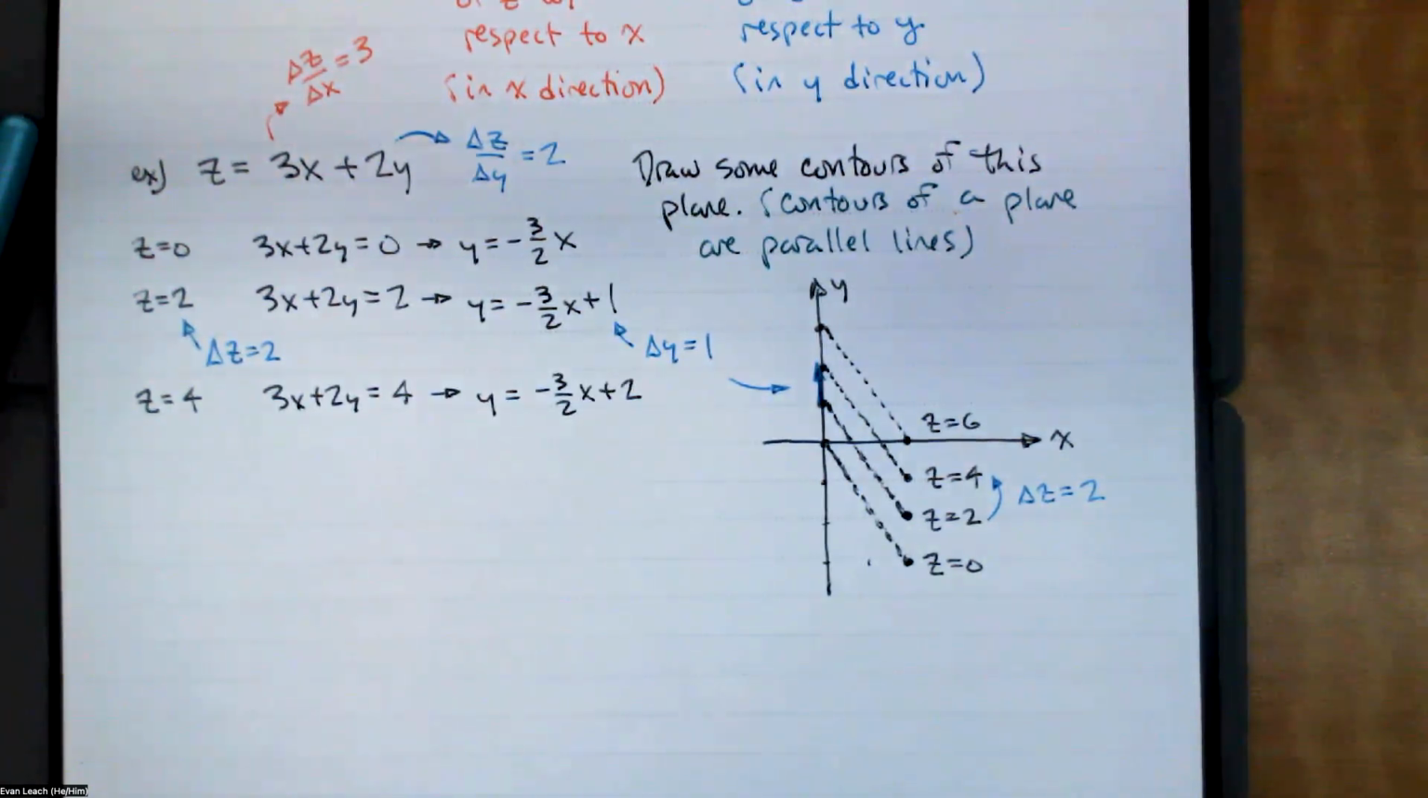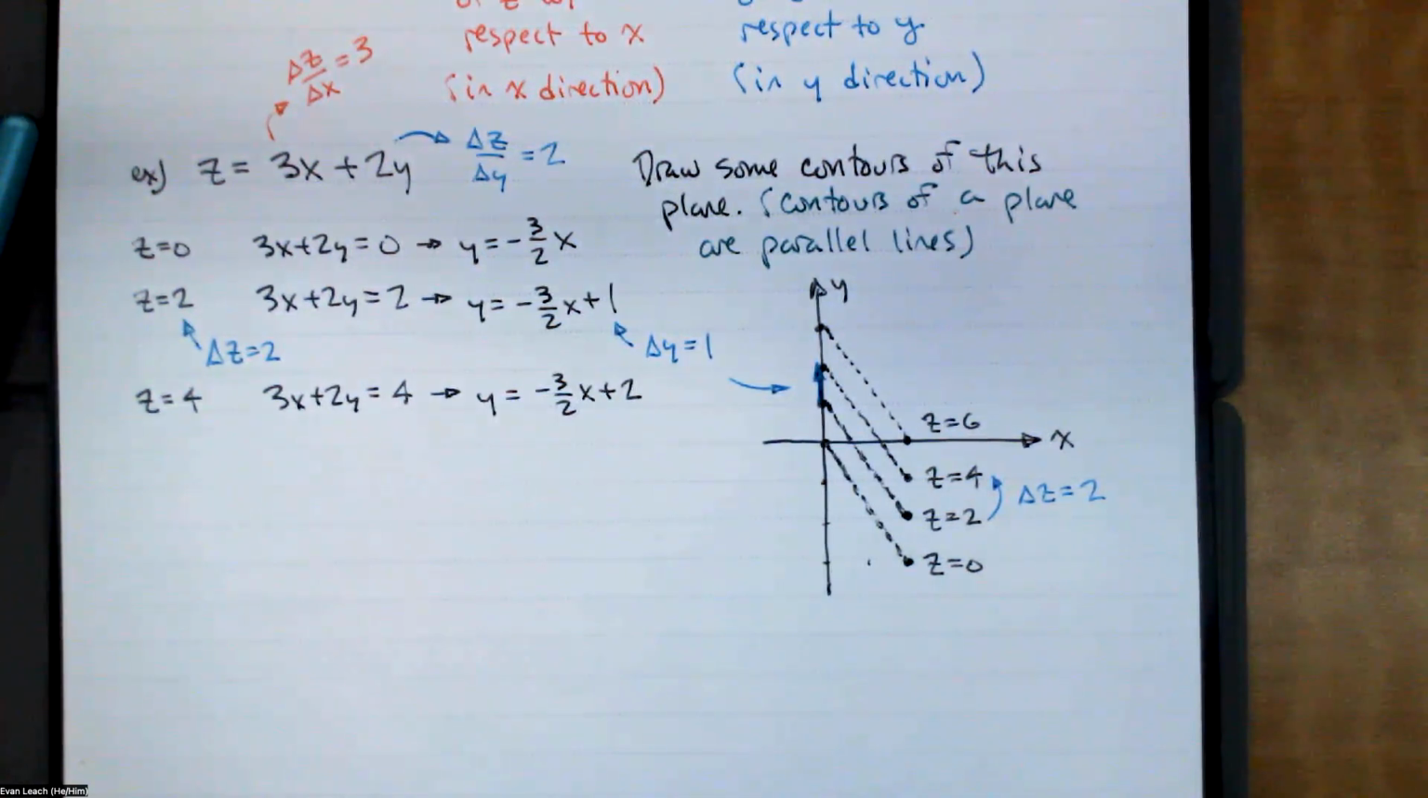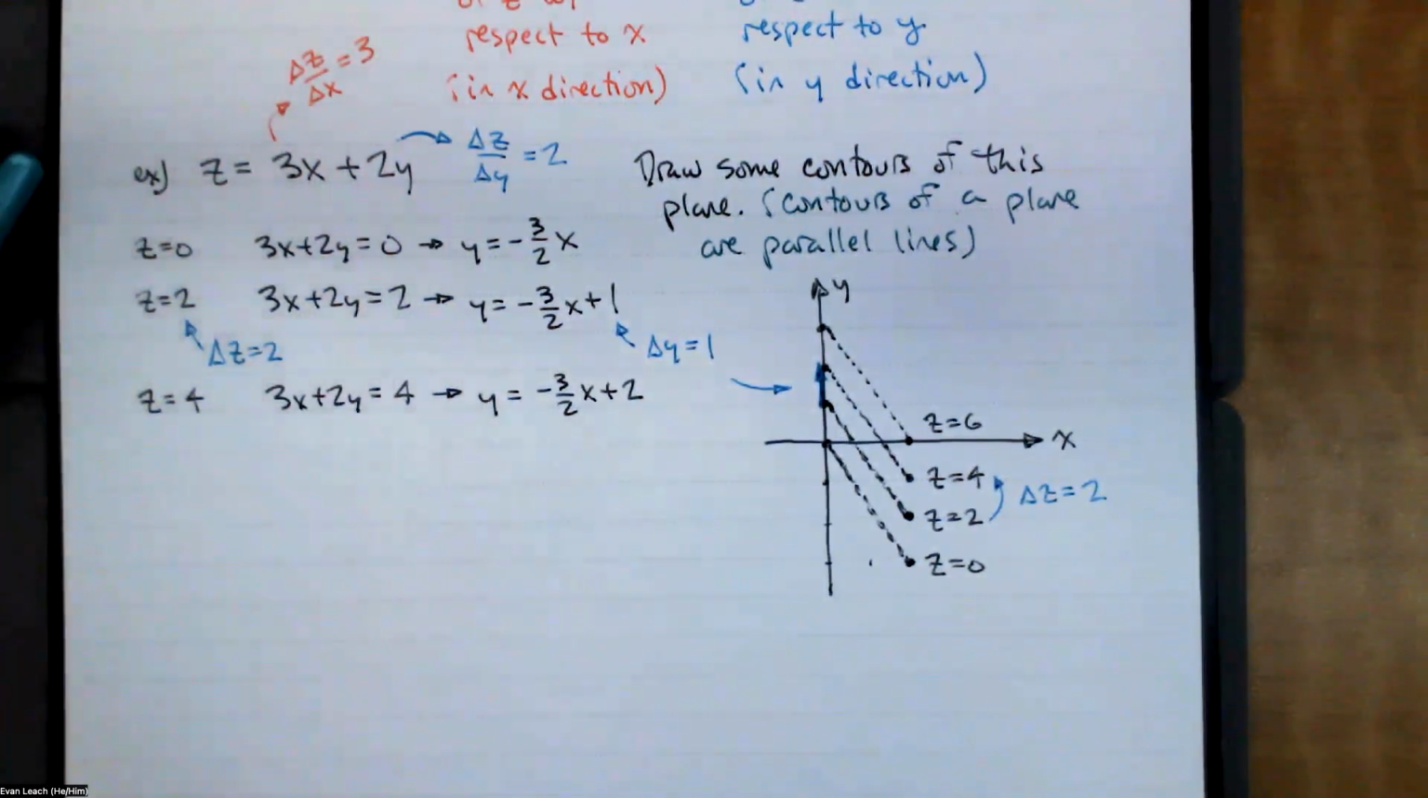We can imagine that if we were walking along the y-axis, we can see ourselves going up this hill. As we go up 1 unit in y, we've gone up 2 units in z. This is a very steep hill, so I hope you brought your hiking gear. What we also want to look at is the delta z over delta x. What happens to z when x increases by 1?